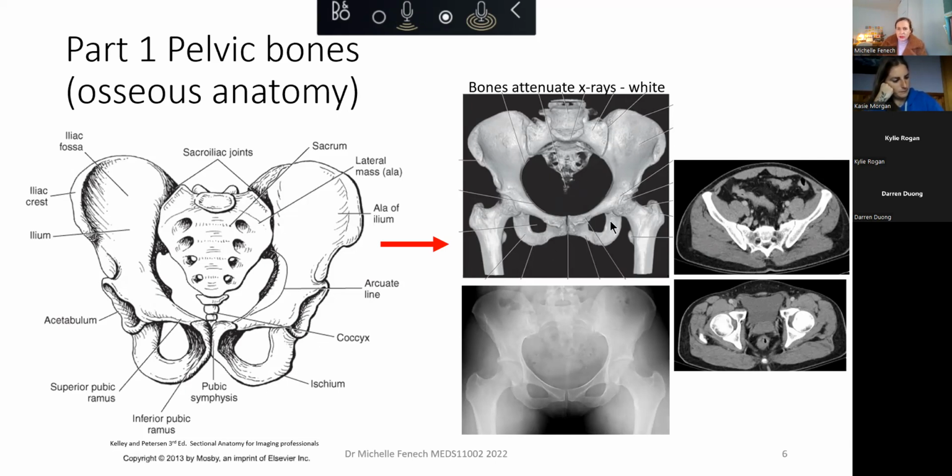This is a 3D formatted CT that shows the bones, and this is an AP radiograph, and you can see they look fairly similar. This is just a more 2D image, and a 3D image reminds you of an elephant skull. Yep, reminds you of a moth.